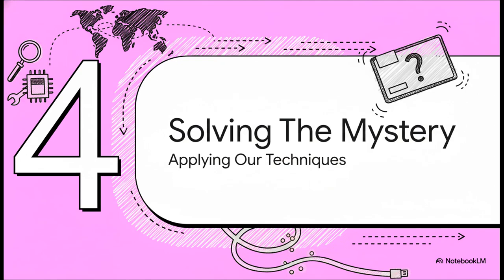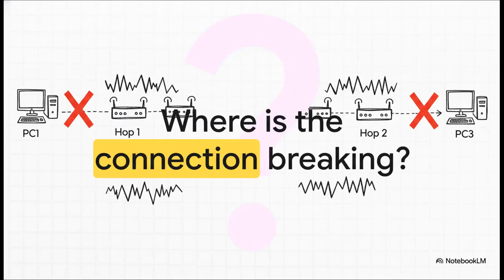All right, time to get our hands dirty. We have our map, we have our tools, and we have a missing packet. Let's start applying our techniques and find out where our data went wrong. This is the one question we need to answer. Where is the connection actually breaking down? We know the packet isn't getting from PC1 to PC3, but is the problem at the first router, the second, the third? Let's find out.